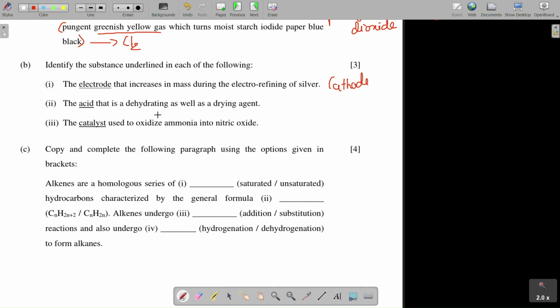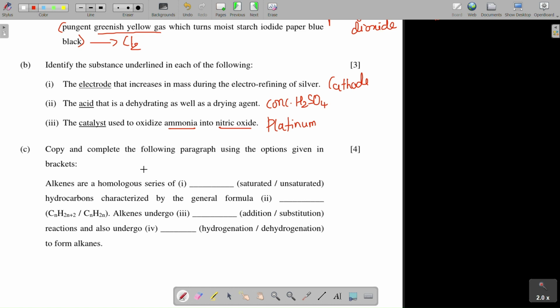The acid that is dehydrating as well as a drying agent is concentrated sulfuric acid. It is important to write concentrated. The catalyst used to oxidize ammonia to nitric oxide. This is the catalytic oxidation of ammonia. The catalyst is platinum, the costliest element you can remember.